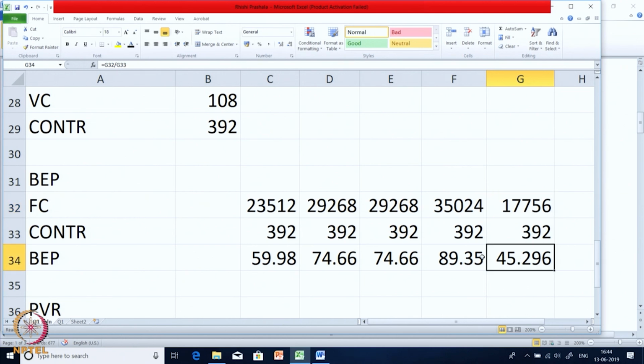So, in the first part of question it was asked that calculate the BP and you can have up to 4 alternate answers. I hope you have got the answers now. So, possible answers are 45, 59, 74 and 89. Are you getting it?